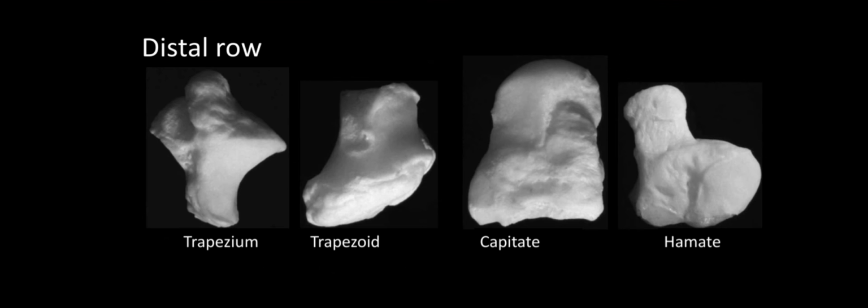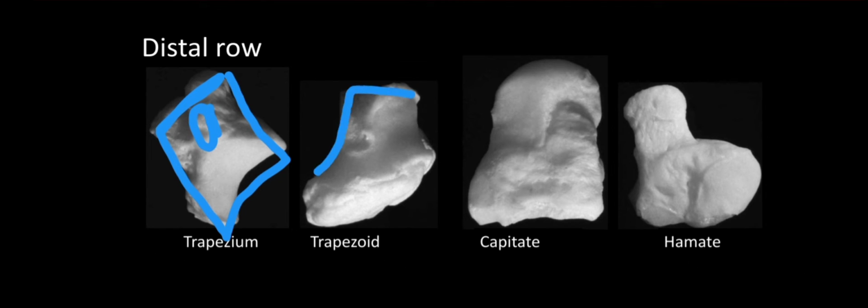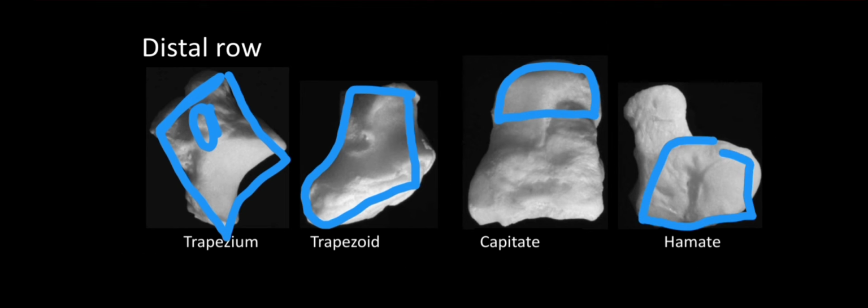Coming to the distal row, it has the quadrilateral trapezium with a crest. Here you can see the crest of trapezium and a shoe-shaped trapezoid. The large capitate, it is the largest carpal bone and it has a rounded head on the proximal aspect, and a wedge-shaped hamate which has a hook-like process called the hook of hamate.